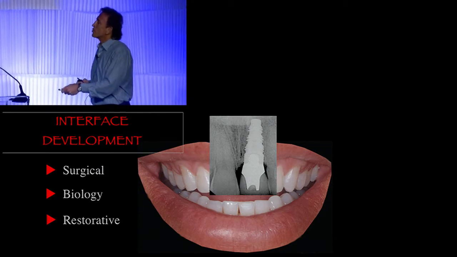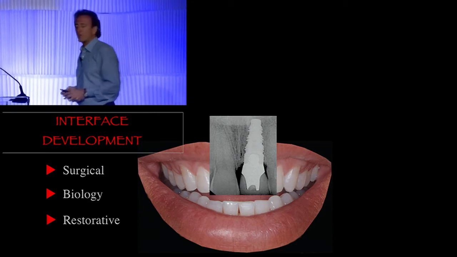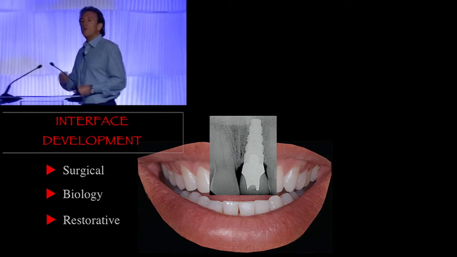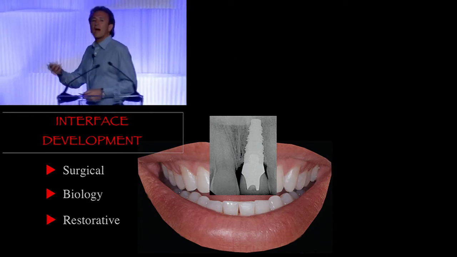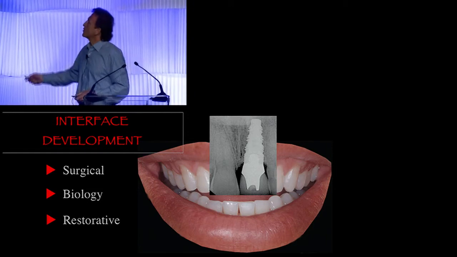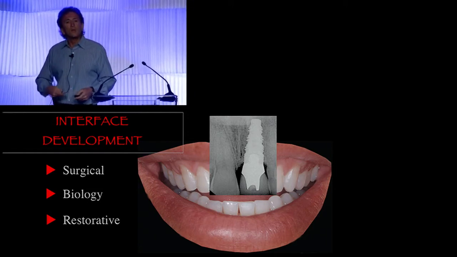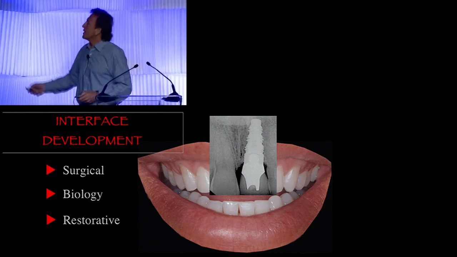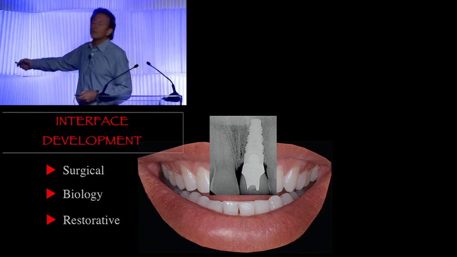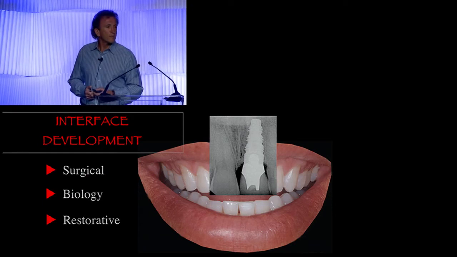And we break it down to surgical biology and restorative dentistry. And in many ways, if you look at your program, that's really how the program is set up. You've seen earlier today talk about macrogeometry and microgeometry. We talk about bone grafting, the relationship of what type of bone we want to graft with.